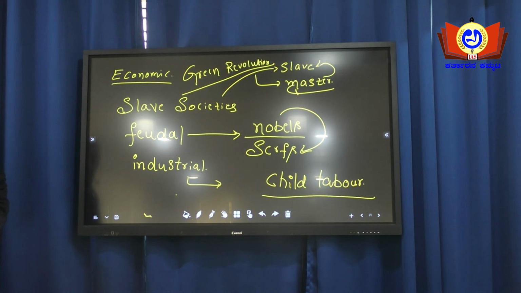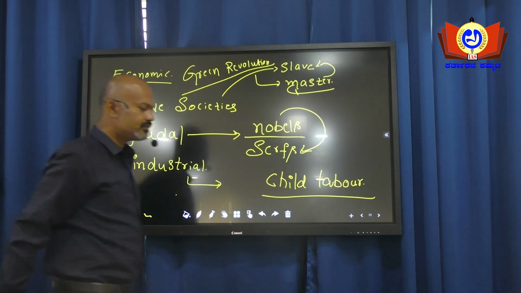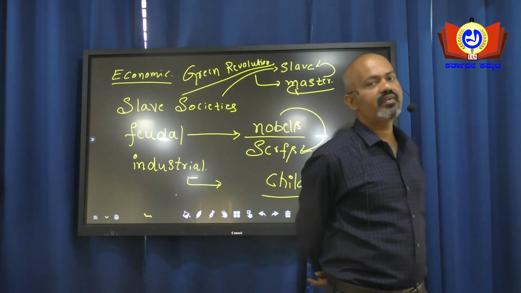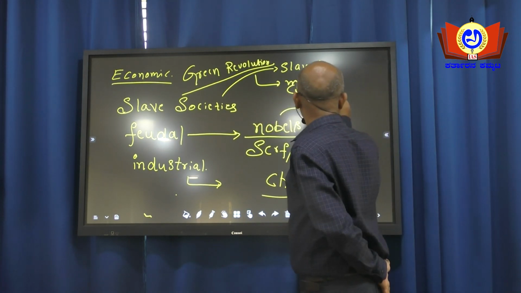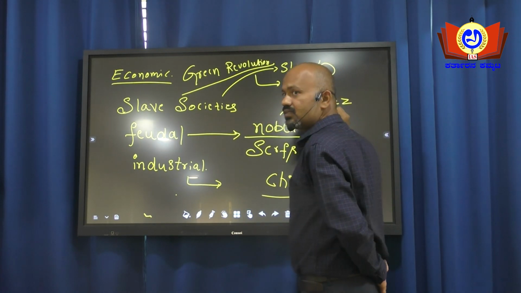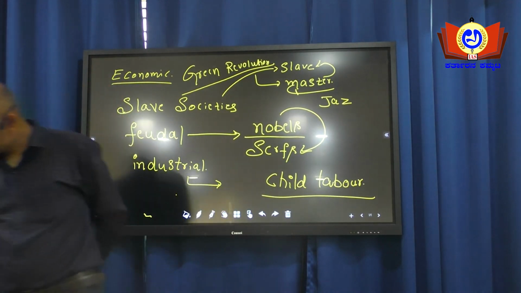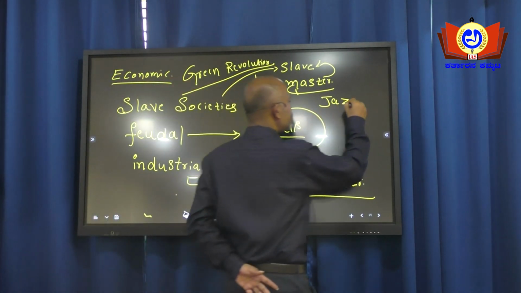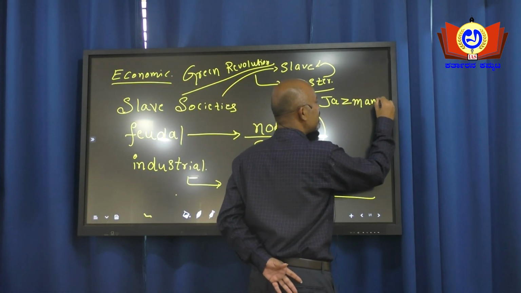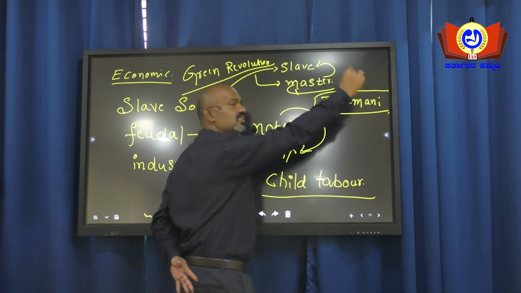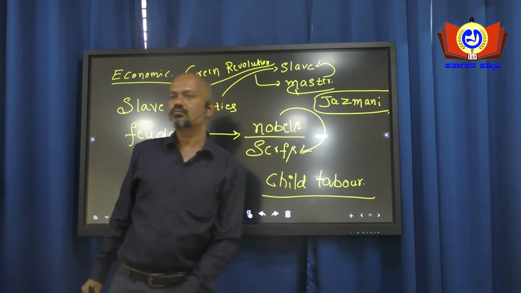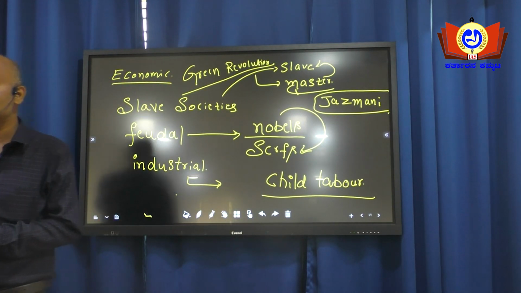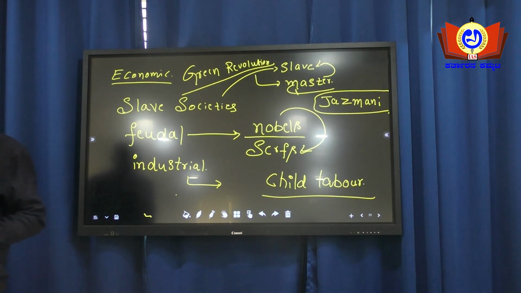Okay. Next, Jajmani system. Very important, very nice concept. Jajmani, J-A-J-M-A-N-I. In Jajmani system, we have Jajmans and Kamins. Kamins are the persons who render service. Jajmans are the persons who take service. In India, it was there.